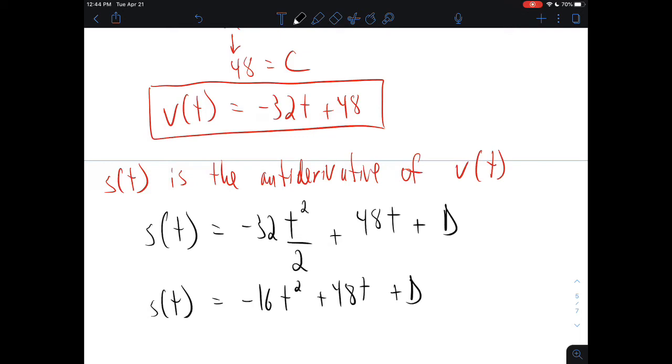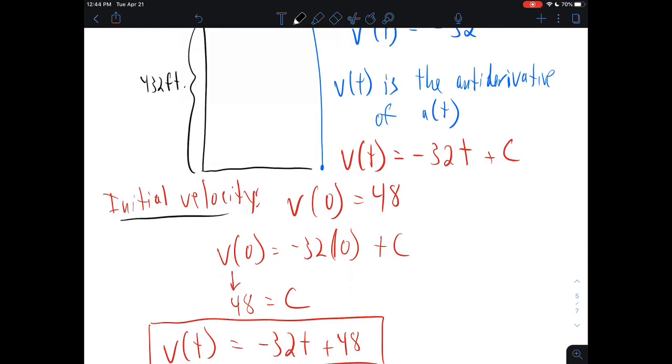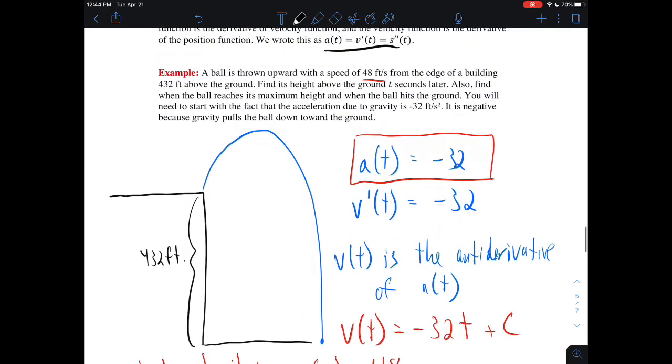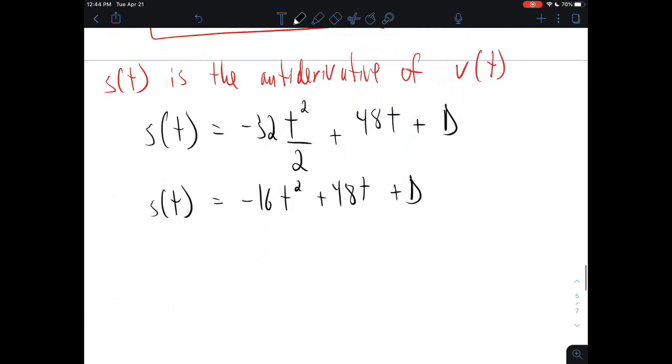So then to find my constant, we're going to use another idea of an initial value. We'll have our initial position. The position of the ball at 0 seconds when it was first thrown is 432 feet. So the initial position, that would be s of 0.